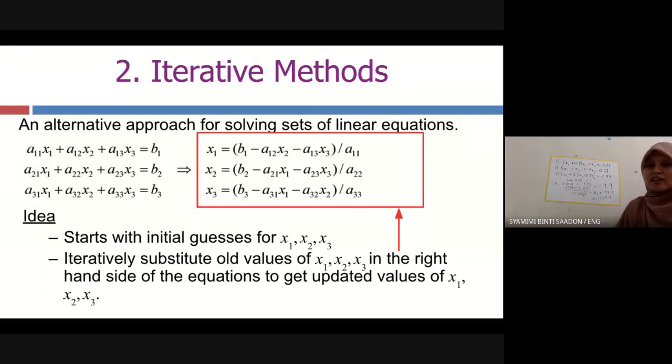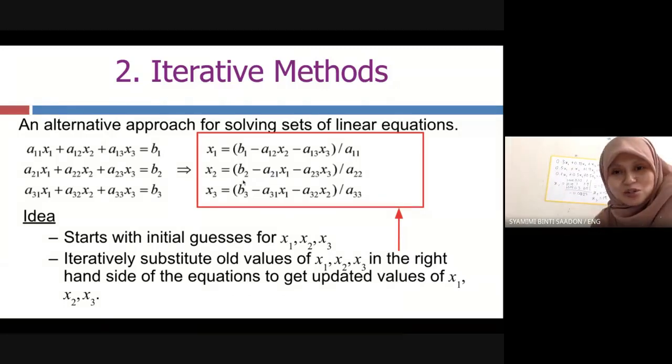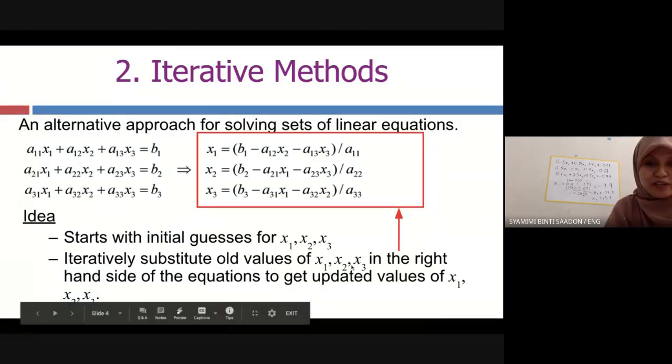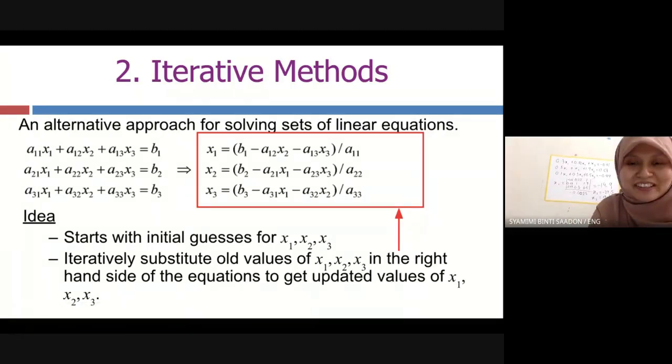And then I will repeat. Then for x2, using x1, x3, and a22. So that's what it means here: iteratively substitute all values of x1, x2, x3 in the right hand side of the equations to get updated values. So we update until when? We will see that later.